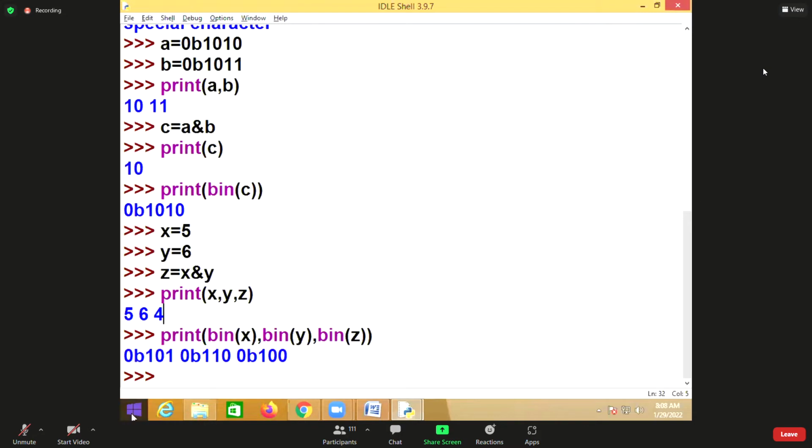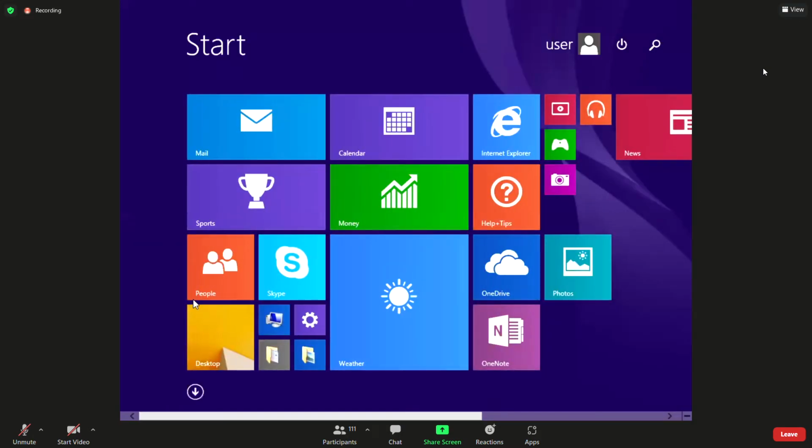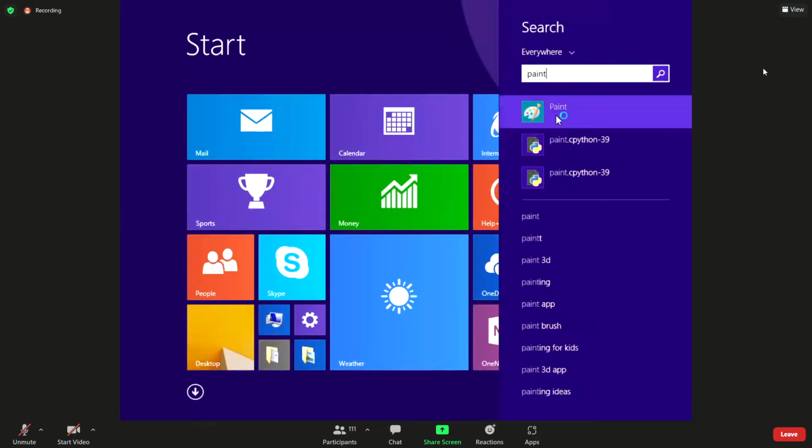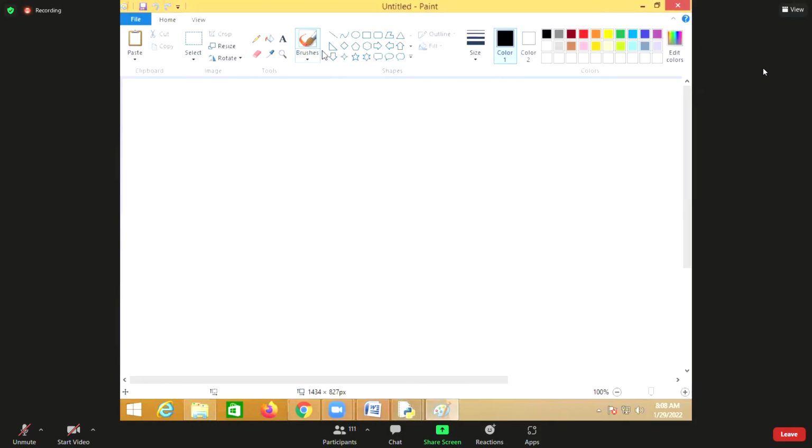Okay, 1 0 1 1 1 0. Now apply the AND operation. So what is 5 here? If you see 5, what is the binary equivalent of 5? 1 0 1. What is the binary equivalent of 6? 1 1 0. So apply which operation? AND operation. 1 0 is what? 0. 0 1 is what? 0. 1 1 is what?